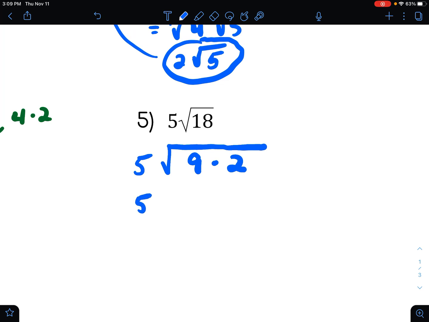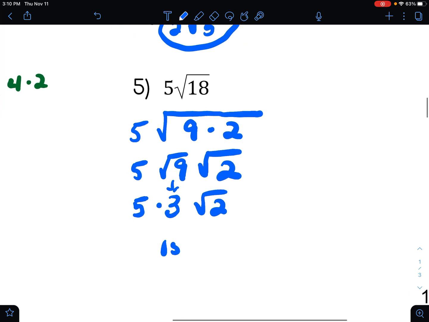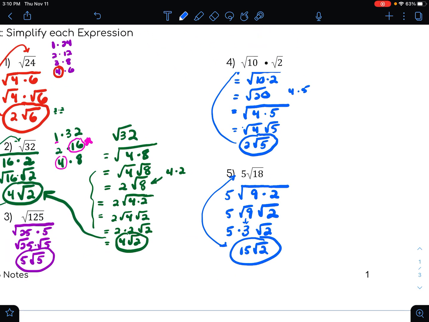And so this becomes 5 times the square root of 9 times the square root of 2, which is the same thing as 5 times 3 times the square root of 2, because the square root of 9 is 3. And 5 times 3 is 15. So the simplified version of this right here is 15 times the square root of 2.